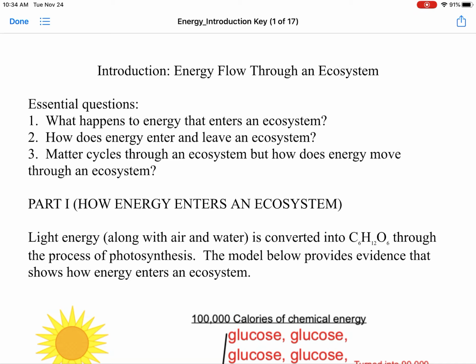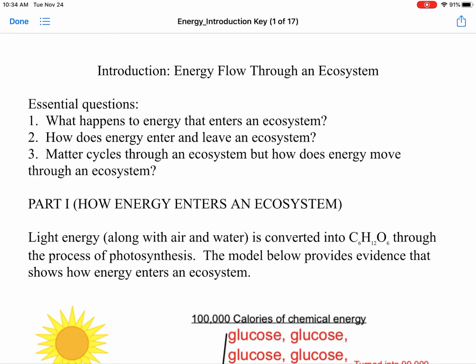So we are looking at how energy flows through an ecosystem. By the end of today's lesson, we should be able to answer these 3 questions. What happens to energy that enters an ecosystem? How does energy enter and leave an ecosystem? And then finally, matter cycles through an ecosystem, but how does energy move through an ecosystem?